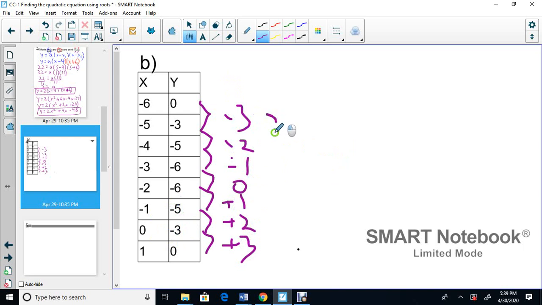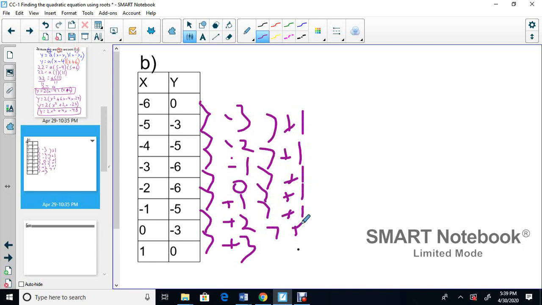So let's take a look. From here to here, you're adding 1. From here to here, you're adding 1. From here to here, you're adding 1. Every single time you're adding 1. So this is for sure a quadratic. So this is a parabola or a quadratic because the second difference is the same.